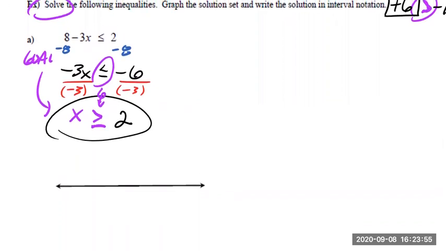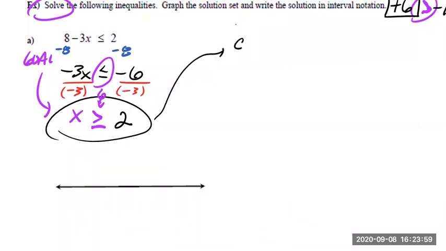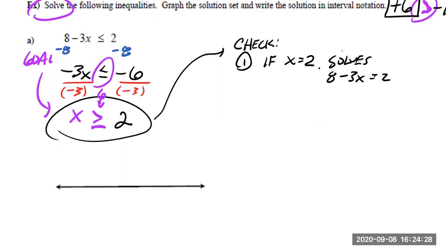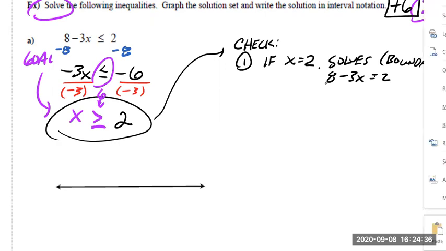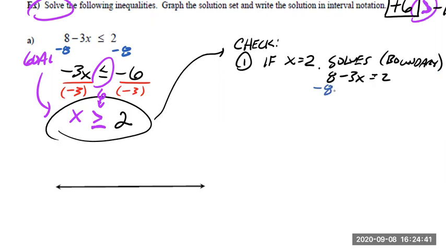So if we check this, there's two things we actually have to check. The first thing is to check if x equal to 2 solves the equality 8 minus 3x equals 2. And this is basically the boundary. Are we getting the correct boundary value or endpoint? So if we solve this, again, very quickly, we'll isolate the variable term. I get -3x equals -6, dividing by -3, we get x equals +2.